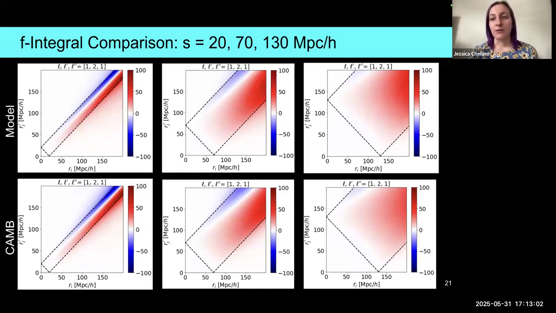However, as we increase the separation, we also have lower support within this triangular region. But again, we see for all separations that the greatest contribution to the f integrals occurs within the region where it's possible for the separation and the side lengths of the shapes to form closed triangles.